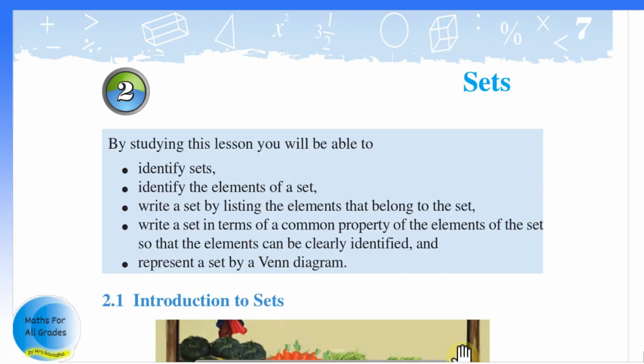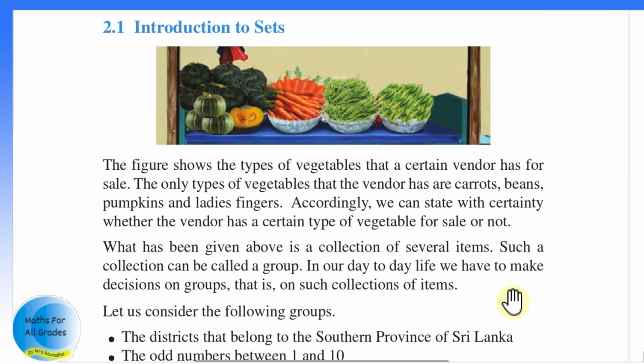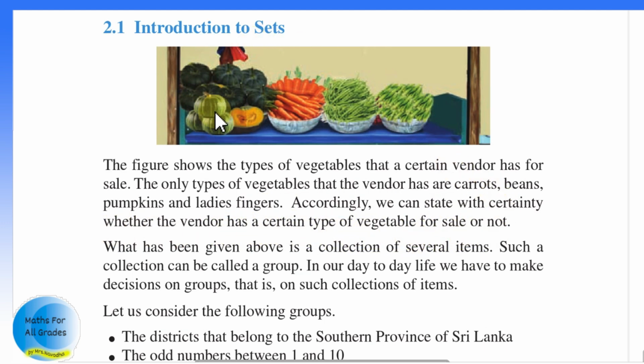Okay, let's get back to the textbook. There is an introduction to sets. The figure shows the types of vegetables that a certain vendor has for sale. The only types of vegetables that the vendor has are carrots, beans, pumpkins, and ladyfingers. Accordingly, we can state with certainty whether the vendor has a certain type of vegetable for sale or not. Yes, we can see that because it's well organized there.